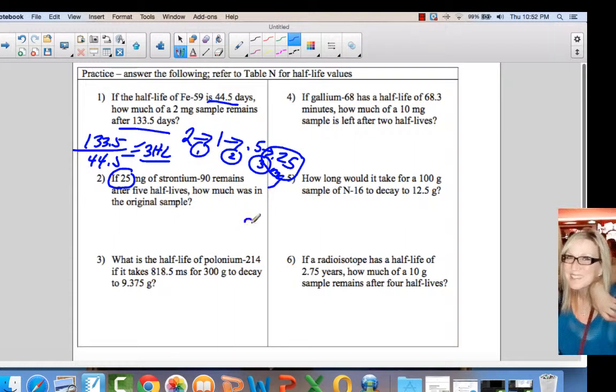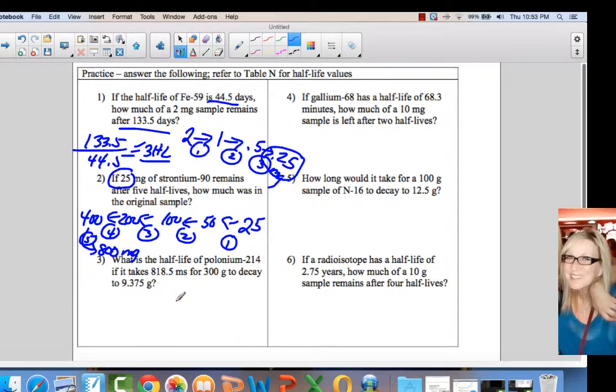So if I ended at 25, then I double it, 50, 100, 200, 400. So this is 1, 2, 3, 4. So then this has to be 800. And this is 5 half-lives. So 800 milligrams.